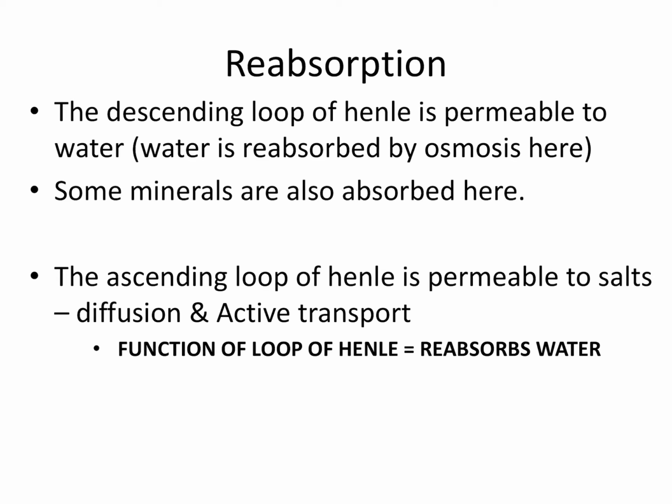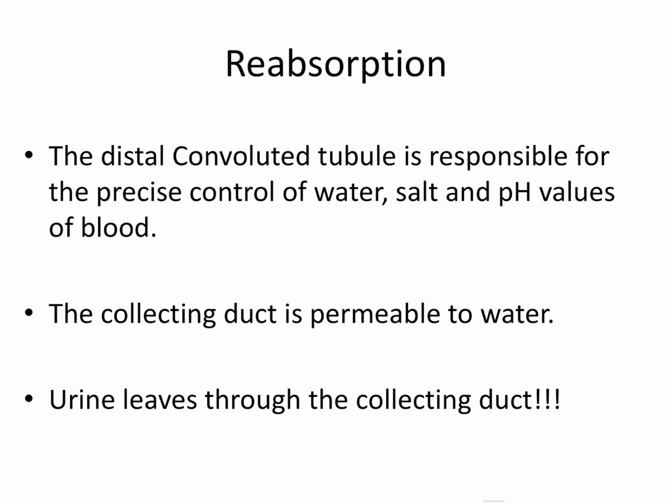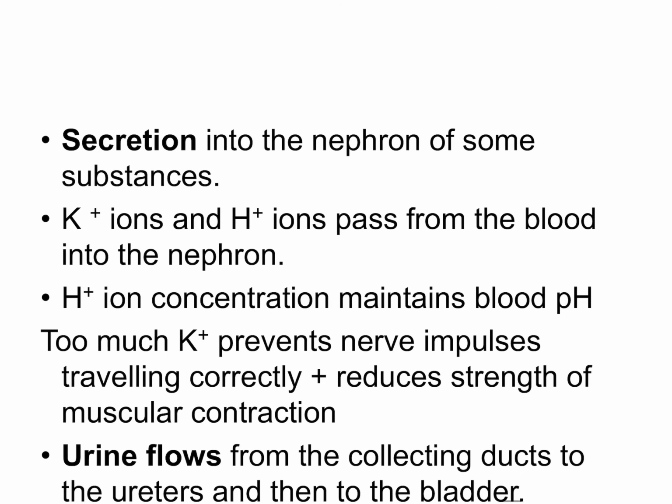The ascending loop of Henle is permeable to salts, and they are reabsorbed by a mixture of diffusion and active transport. So you want to keep water back in your bloodstream and some salts. The distal convoluted tubule is responsible also for the precise control of water, salt, and pH. The collecting duct then is permeable to water, and urine leads through the collecting duct.